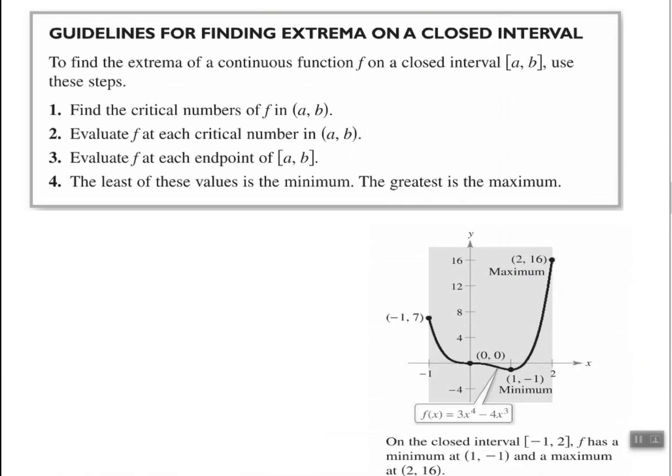Guidelines for finding extrema on a closed interval. So to find the extrema of a continuous function f on a closed interval from a to b, use the following steps. Step 1, find the critical numbers of f. Step 2, evaluate f at each critical number. Step 3, evaluate f at each endpoint. The least of these values is the minimum, the greatest is the maximum. So you have those steps. Find the critical numbers, evaluate f at the critical numbers, evaluate f at the endpoints, and whatever the least is, that's your minimum. Whatever the greatest is, that's your maximum.